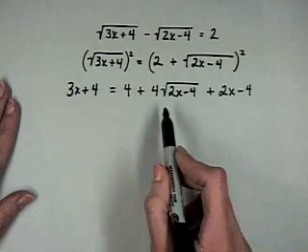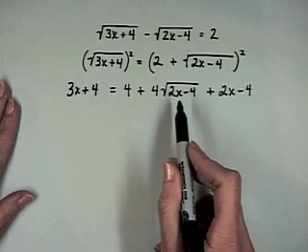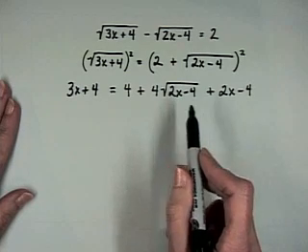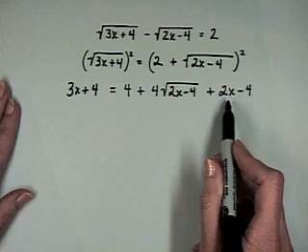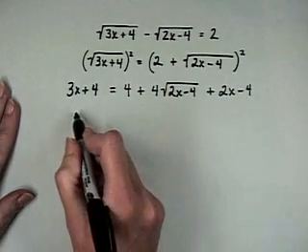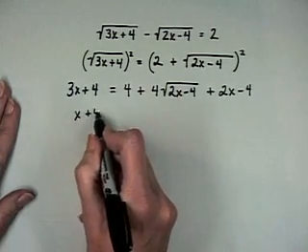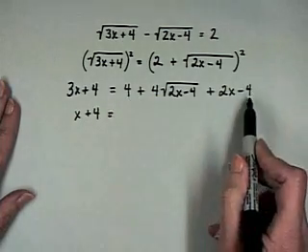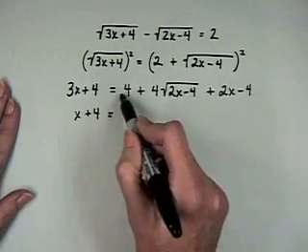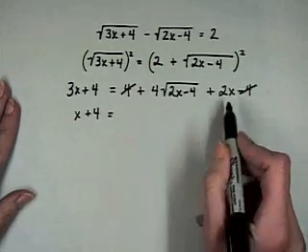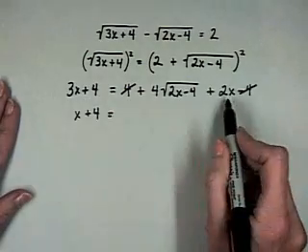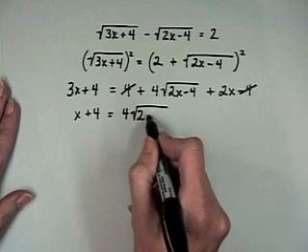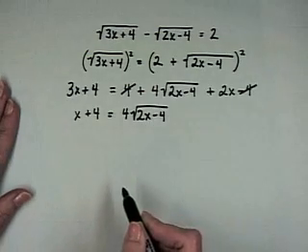Now we're going to repeat the process as needed. Notice we still have a radical expression in our equation. In order to isolate it, I'll begin by subtracting 2x from both sides of the equation. What that gives us is x plus 4 on the left-hand side. Notice also that the 4's on the right-hand side of the equation actually subtract out. So we've subtracted 2x from this side of the equation, and we're left with 4 times the square root of 2x minus 4.